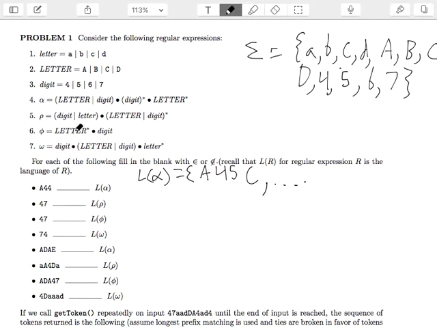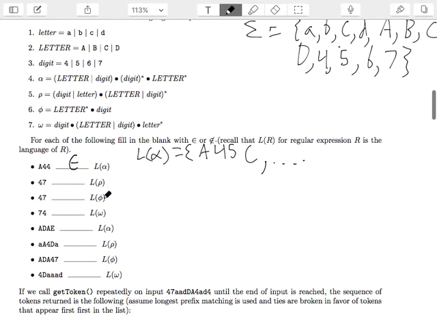Yes. Why? Because it uses a single capital letter, which matches here. It uses two digits, 4-4, which satisfies digit star, and it uses the empty string, which satisfies letter star. So this one goes to nothing, this one goes to nothing. The empty string is just assumed, because you can concatenate it. If this goes to epsilon, then concatenating it with whatever came before gives what came before.